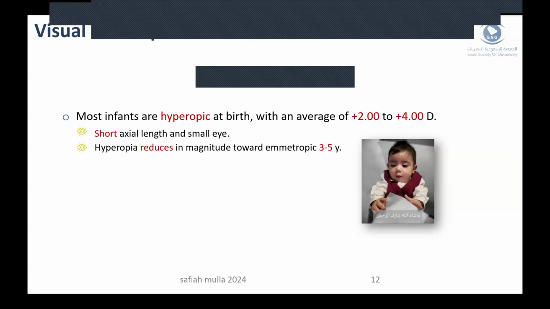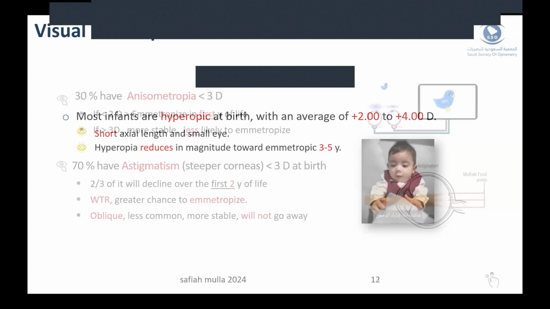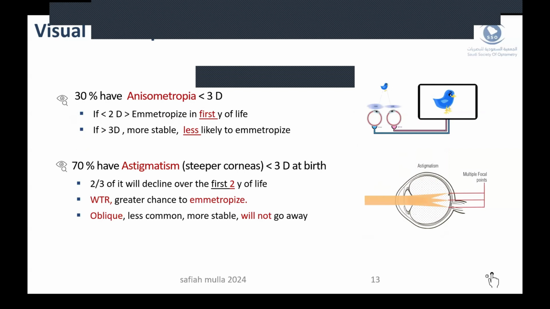Because of the short axial length and the small eye they have when they are born, they are hyperopic. However, this hyperopia reduces in magnitude toward emmetropia around 3 to 5 years, and we will talk about this process in a future slide also. 30% of them are born with anisometropia less than 3 diopters. If the anisometropia is less than 2 diopters, it's going to emmetropize in the first year of life. If it's more than 3 diopters, unfortunately, it's going to be more stable and less likely to emmetropize.